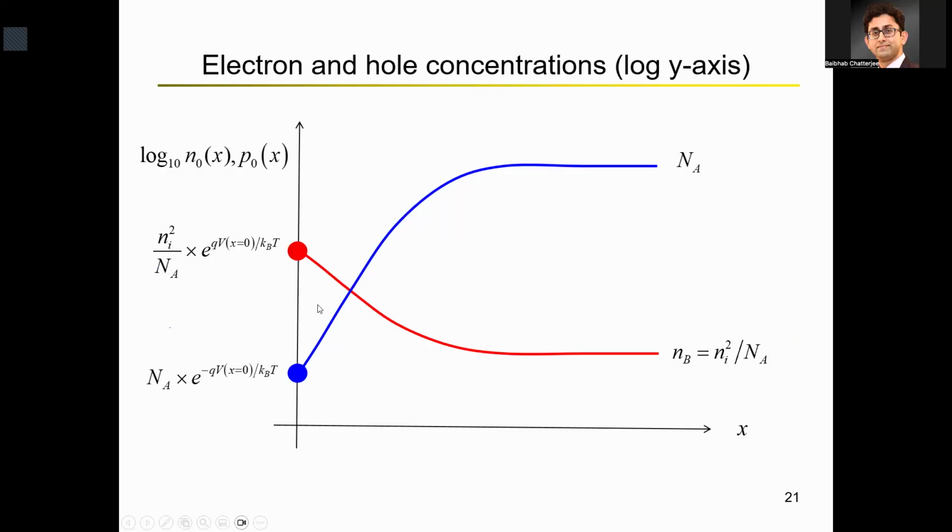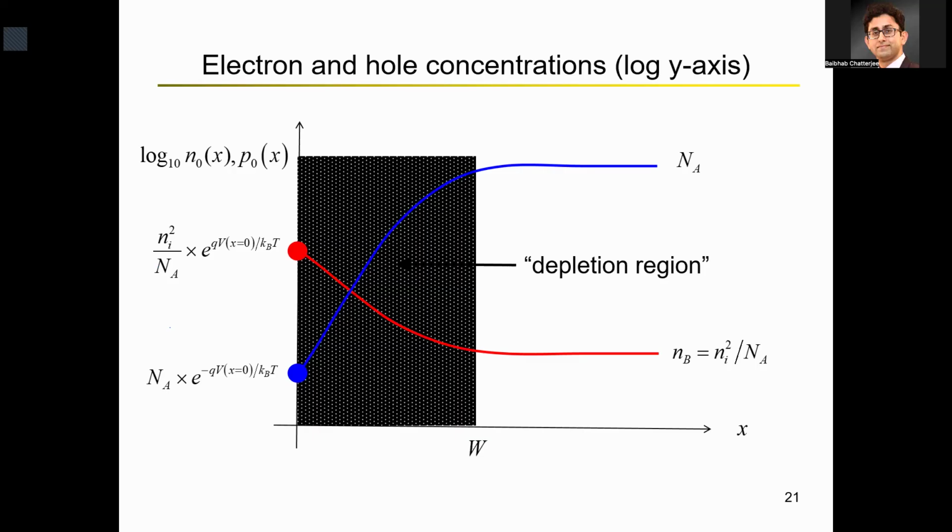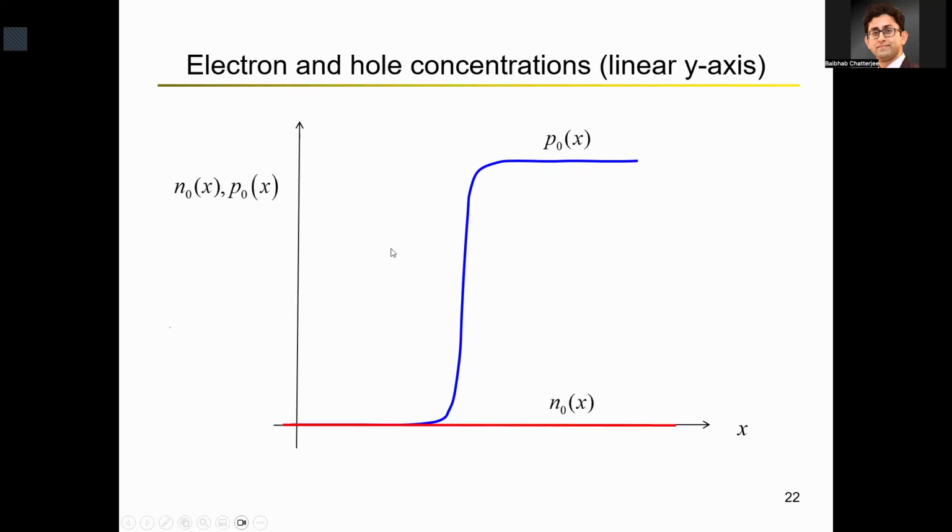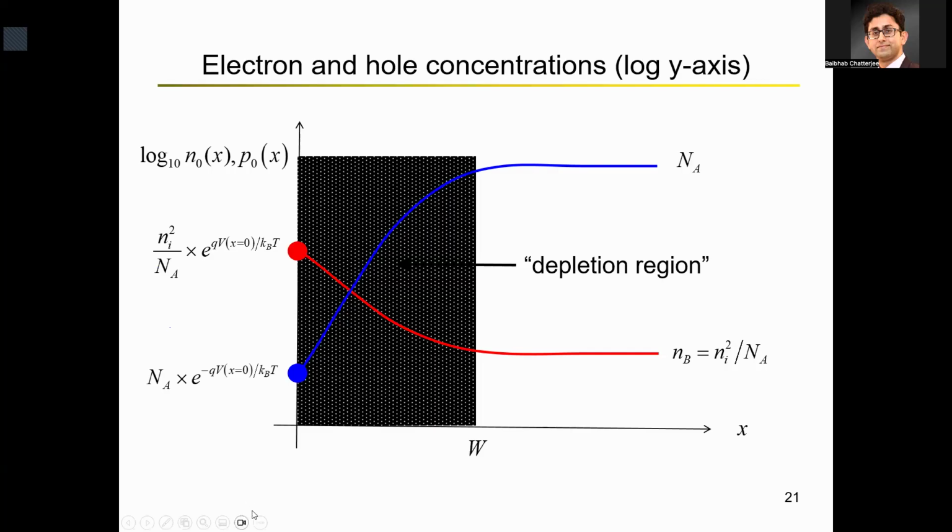So the red signifies how the electron concentration looks like, and the dark blue signifies how the hole concentration looks like. Now, this is the region. Why do you call it the depletion region? Why do we call it the depletion region? Because think about it, let me go back one slide.